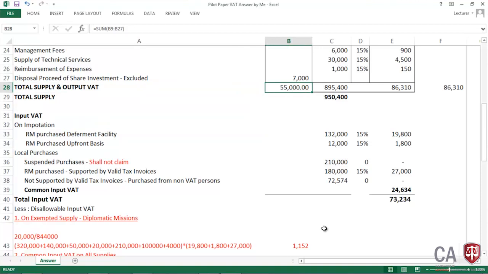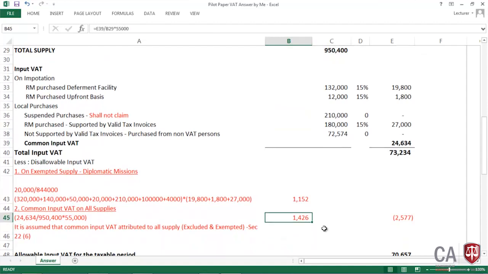Now see, in this format you can see very clearly, you can take the answers, then you will not panic at the examination. Please have these strategies. This is a revision session to help you to pass the examination. Therefore, have all these nitty-gritties in your mind before the examination. Very clearly I have mentioned common input VAT on all supplies, common input VAT divided by total supplies into all exempted, excluded supply.